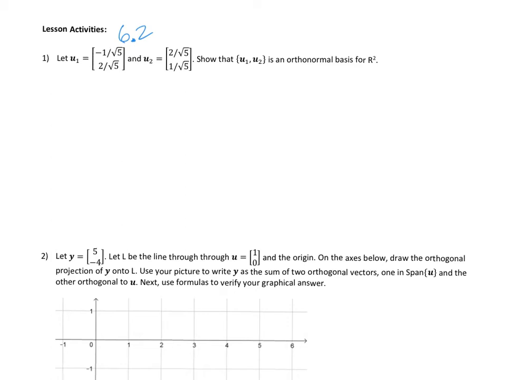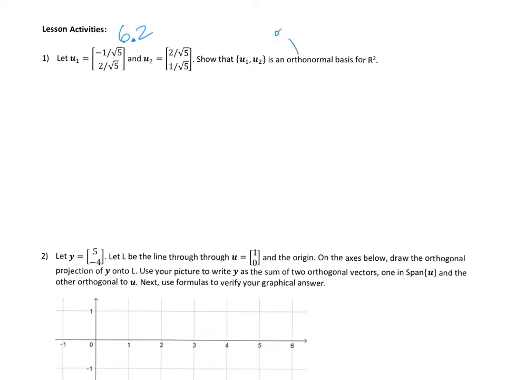So these are the lesson 6.2 activities. Number 1, we have two vectors, u1 and u2, and we want to show that they form an orthonormal basis for R2. Okay, so orthonormal, that means I have two things to show: that they're an orthogonal set and that each vector has length 1, right?